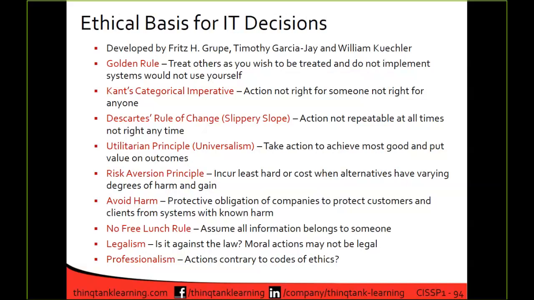Avoid harm: protective obligation of companies to protect customers and clients from systems with known harm. No free lunch: assume all information belongs to somebody. Legalism: is it against the law? This is black and white, right? Moral actions may not be legal. It's easy to define illegal actions. It's a lot more difficult to define actions that may be legal but not ethical. All right? Always act in a professional way. Does the action that you're partaking in contradict your code of ethics? Okay?